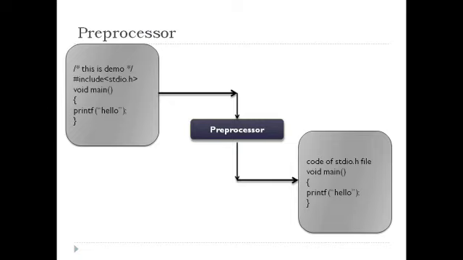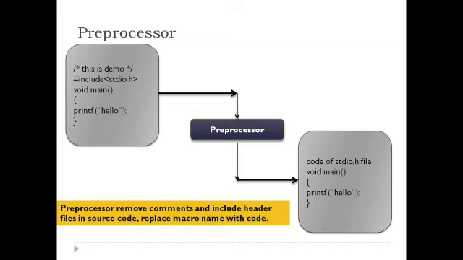removed by the preprocessor. The next task is to copy the code of the header file into the program itself. We have used a single header file in this program, that is stdio.h. The code for this header file will be copied into the program by the preprocessor. The third function of a preprocessor is to replace the macro name with the code itself. To revise, the preprocessor removes any comments in the program, copies the header file into the source code, and replaces the macro names with the values of the macros.